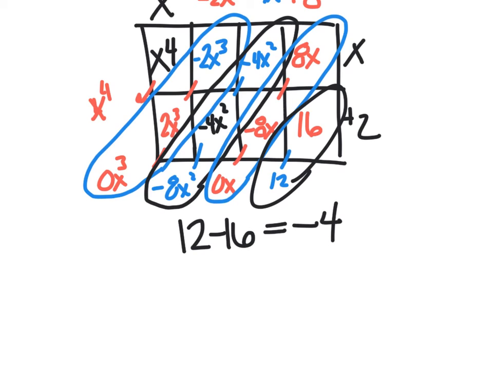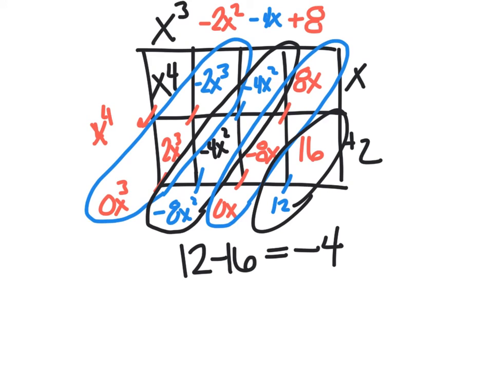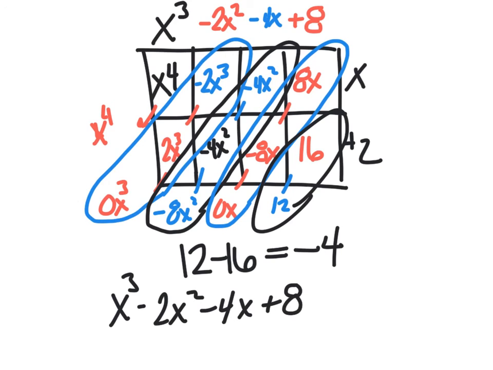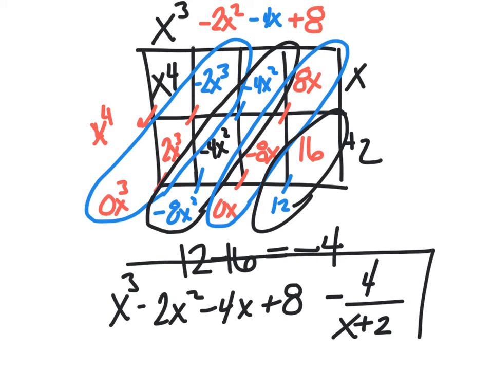So my final answer, just like we've done before, is going to be this quotient here. So the x cubed minus 2x squared minus 4x plus 8, and then minus, because I got a negative 4, over the divisor x plus 2. So again, you get the same answer. Whether you prefer the tabular or the long division, you should get the same answer either way. We're doing the exact same thing.